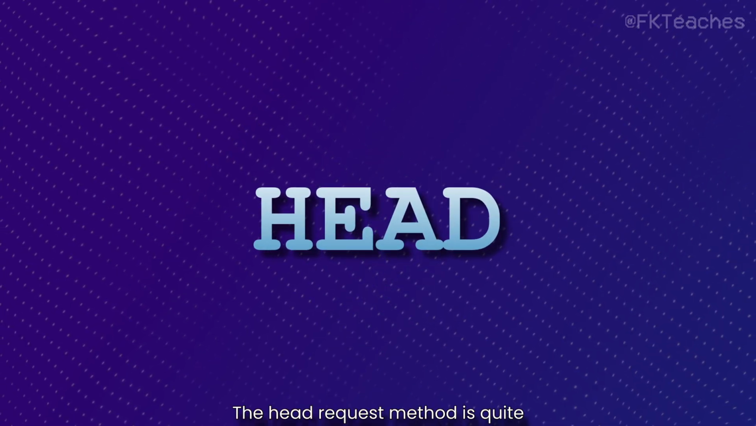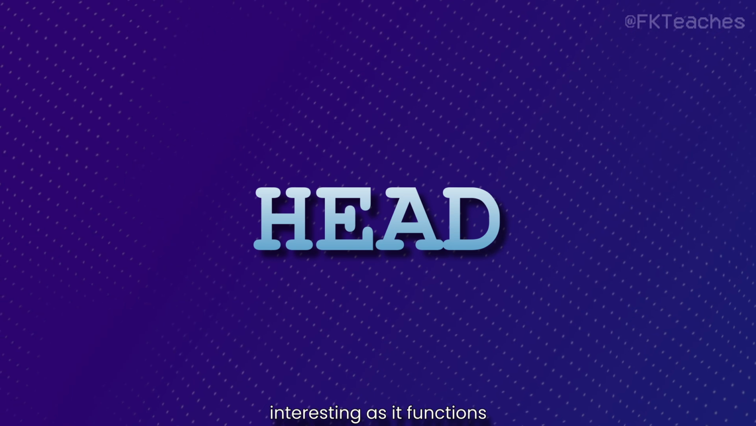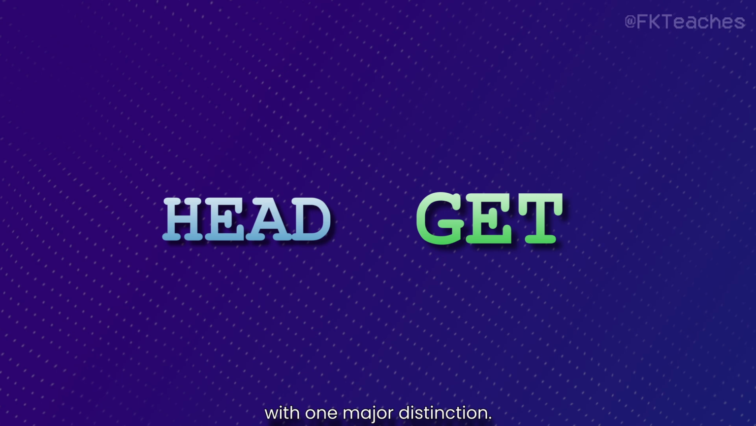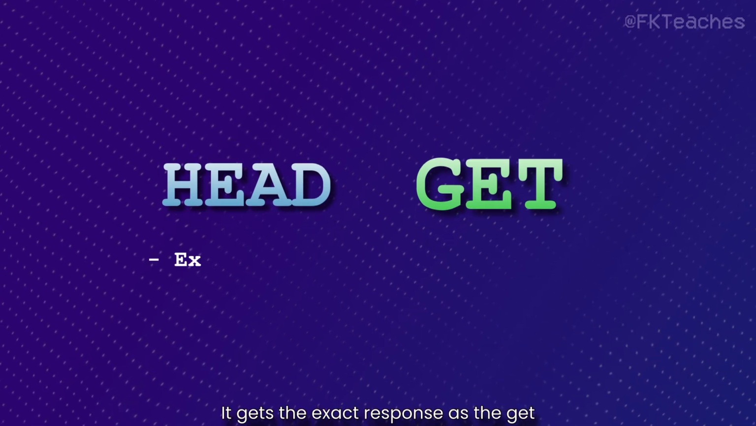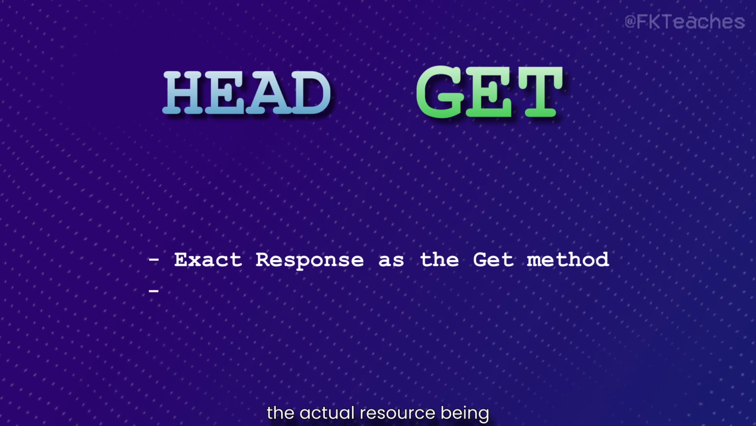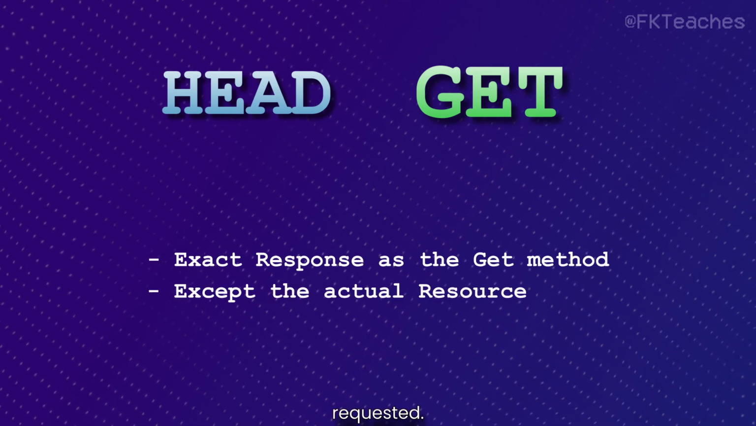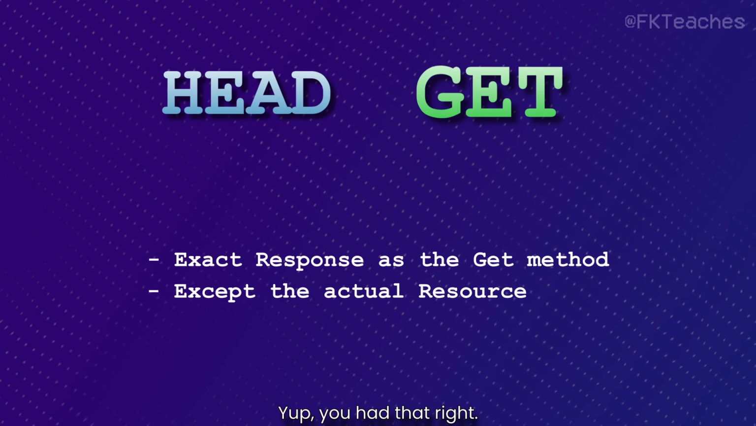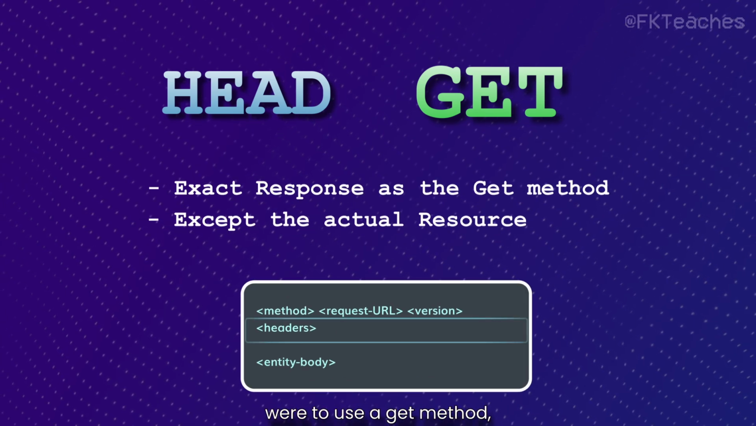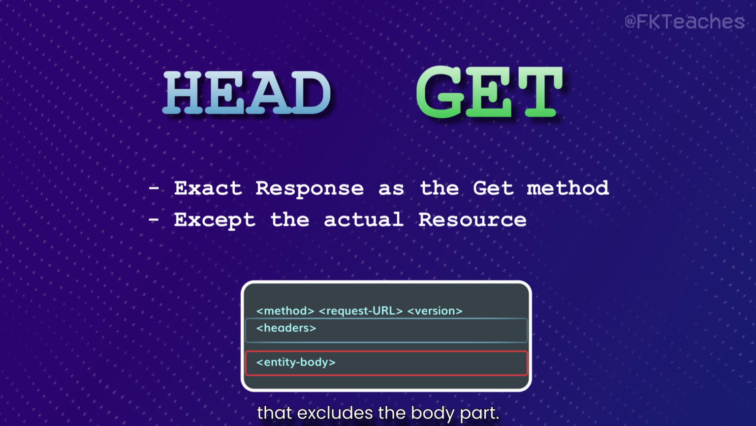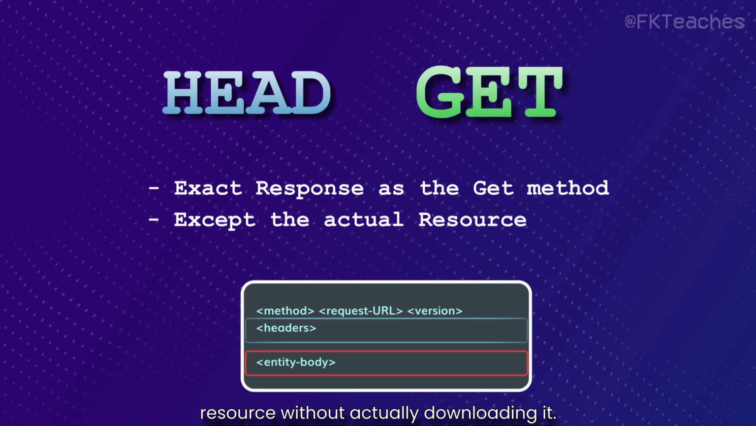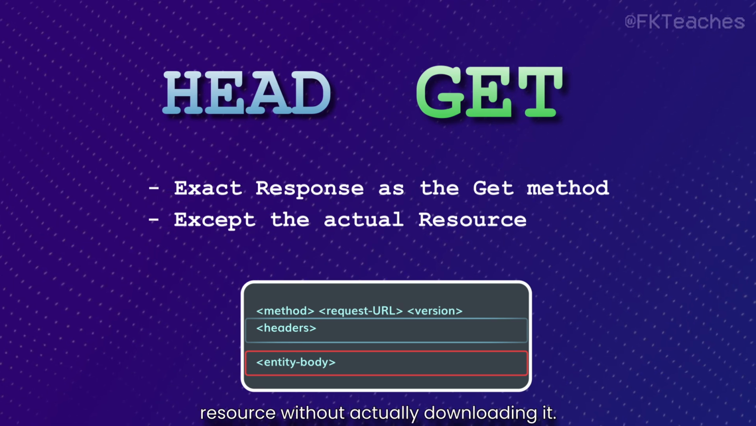The head request method is quite interesting as it functions exactly like the GET method with one major distinction. It gets the exact response as the GET method, everything except the actual resource being requested. Yup, you had that right. The head method gets all the headers that you will get if you were to use a GET method, but excludes the body part. This allows HTTP clients to inspect the resource without actually downloading it.